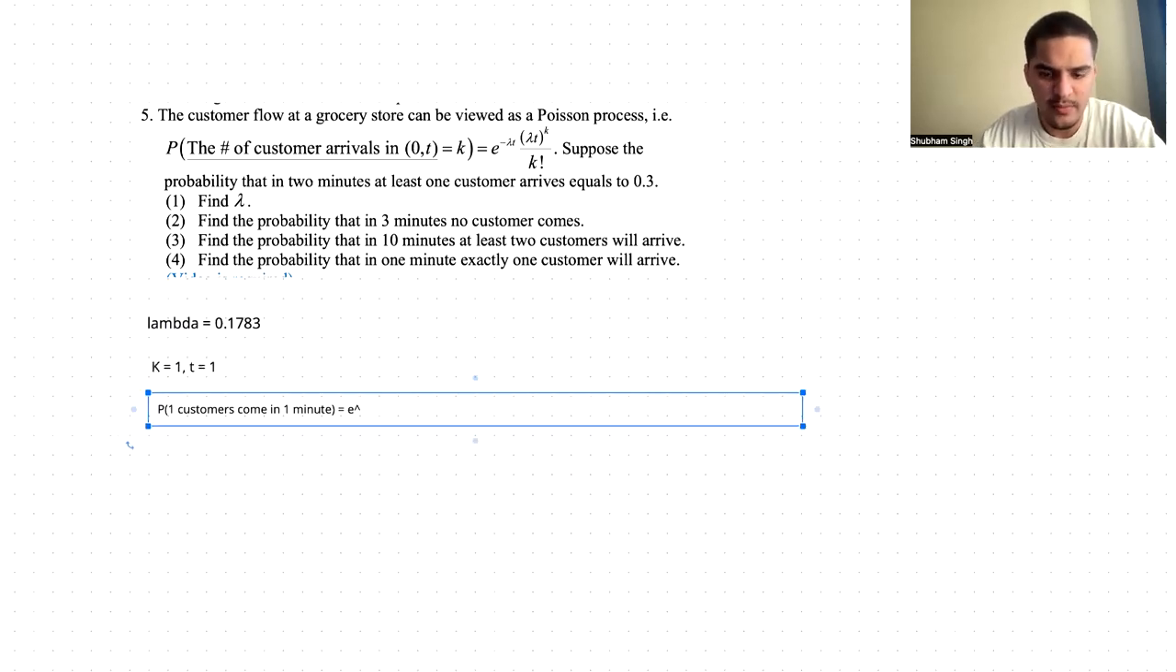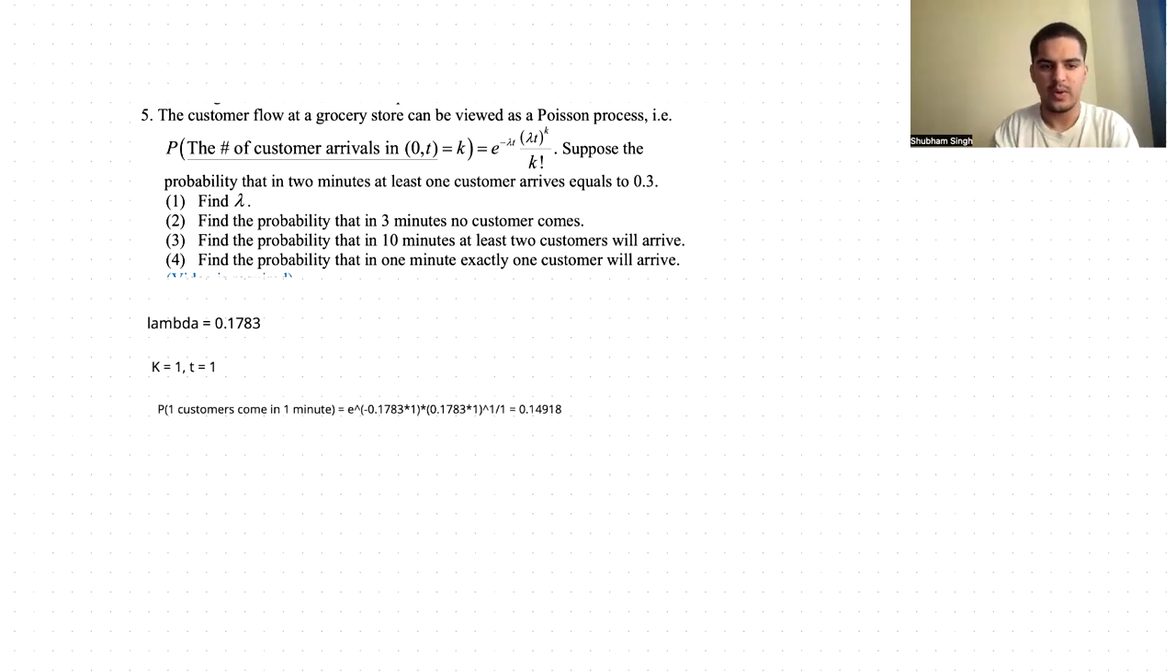We put these values in the formula and it becomes e raised to minus 0.1783 into t, which is 1, into lambda, which is again 0.1783, into t, which is again 1, raised to k, which is 1, and divided by k factorial, which is again 1. I'll skip the calculations again, but the value is equal to 0.14918. The probability that one customer arrives in 1 minute is 0.14918.